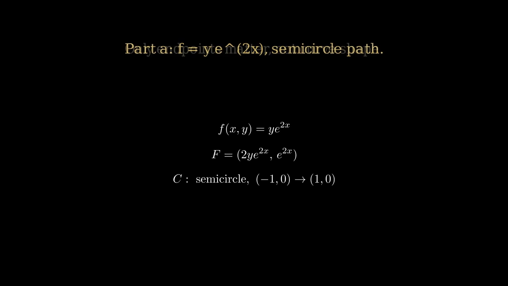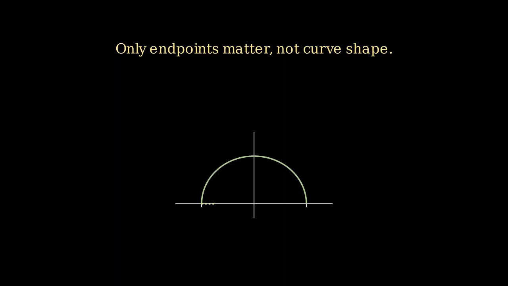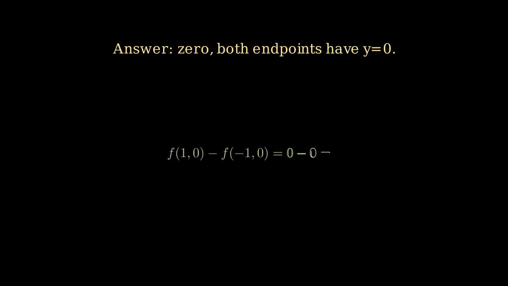Pattern to recognize. For conservative fields, the actual shape of the curve becomes irrelevant, only the start and end points matter. The answer is 0. Both endpoints sit on the x-axis where y is 0, so despite the long curved path, the shortcut collapses it to a single line. Part B.